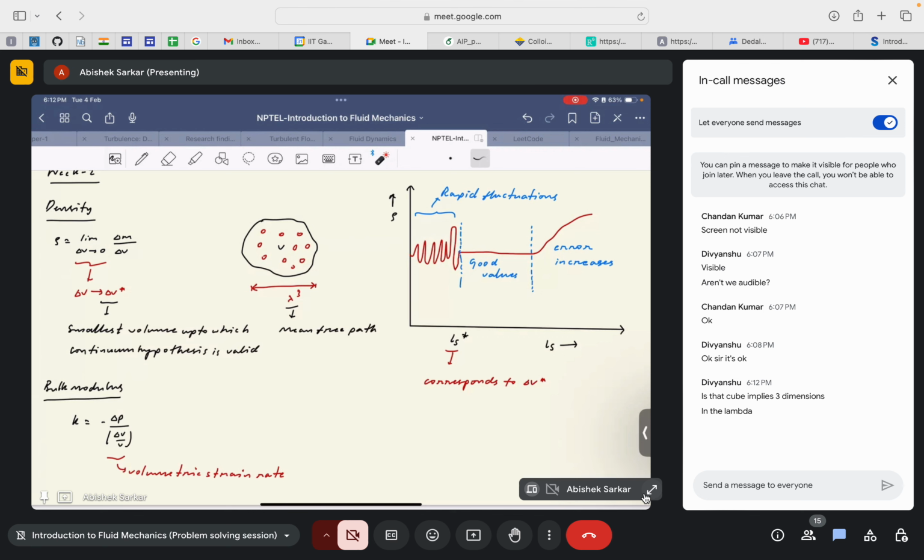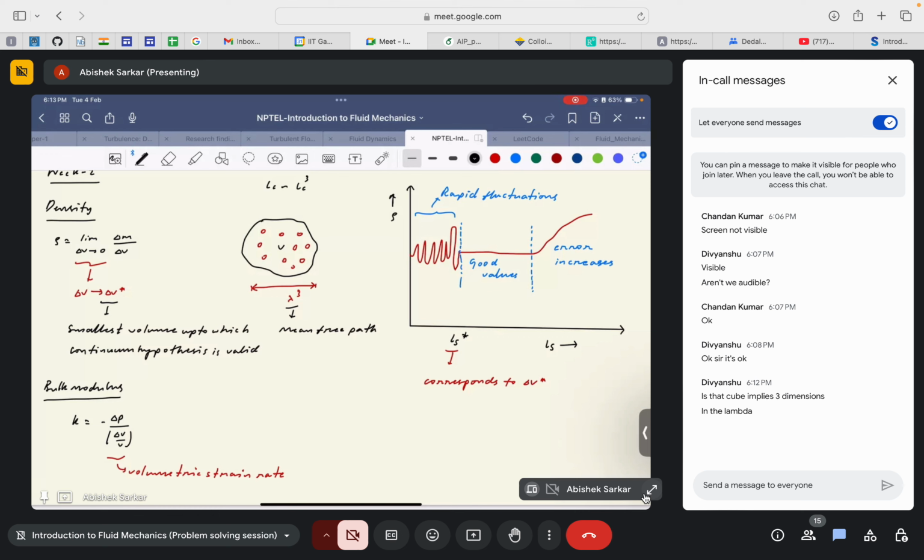Is that cube implying 3 dimensions in the lambda? Not 3 dimensions actually. It is just to show a measurement of volume, because if L is the characteristic length scale, let us say LC, then the order by which the volume of that particular element will vary is LC cube. It may not be the exact formula, but the order by which it varies is the cube of that length scale.